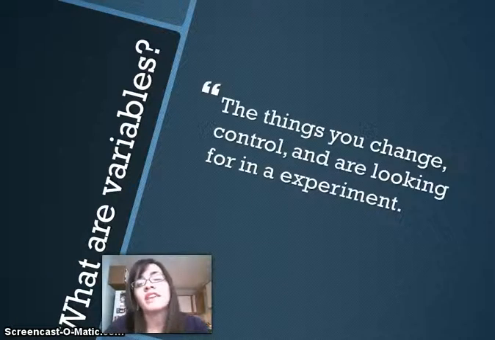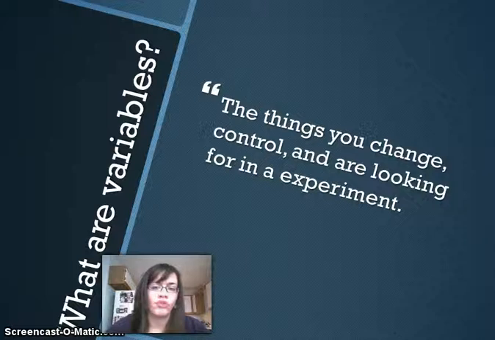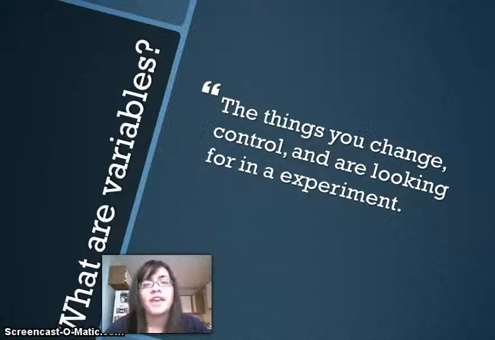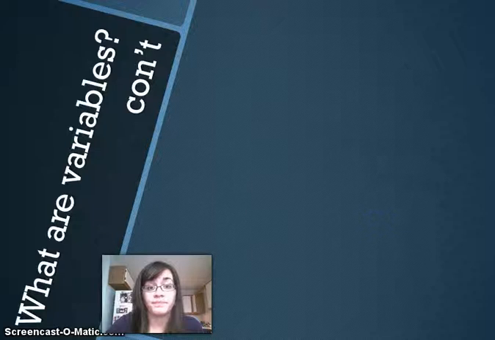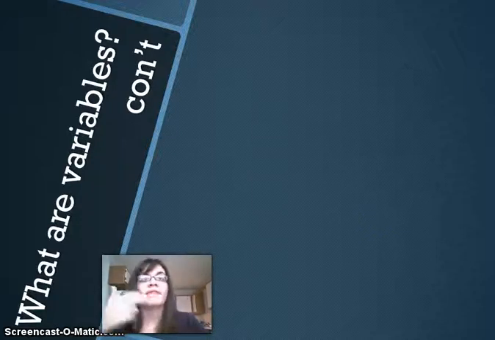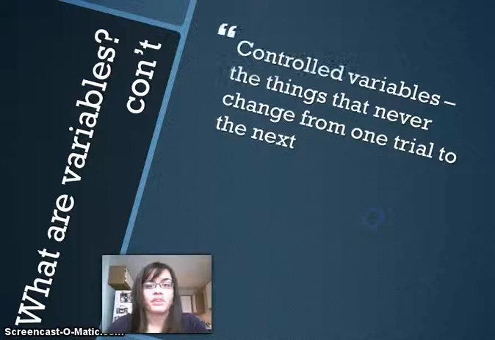A variable is the things you change, control, and are looking for in an experiment. This is what you're testing. This is what you're changing. These are the things that you're in charge of in an experiment. So there are actually 3 types of variables that we're going to need to be aware of in every experiment that we do. The first one is controlled variables.